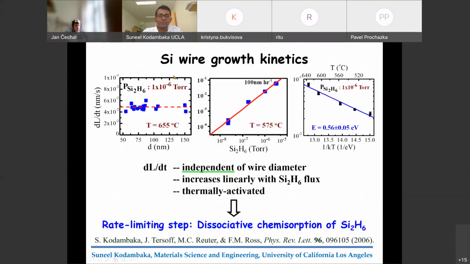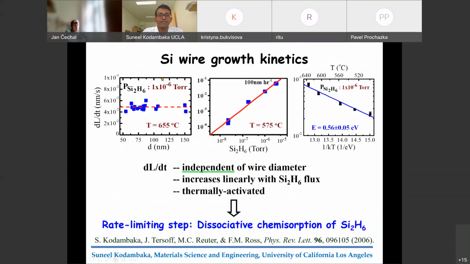In our experiments, and the reason that I emphasize in our experiments is because depending on the precursor that you use, and depending on the pressures and the temperature ranges you work with, you may observe different growth kinetics.